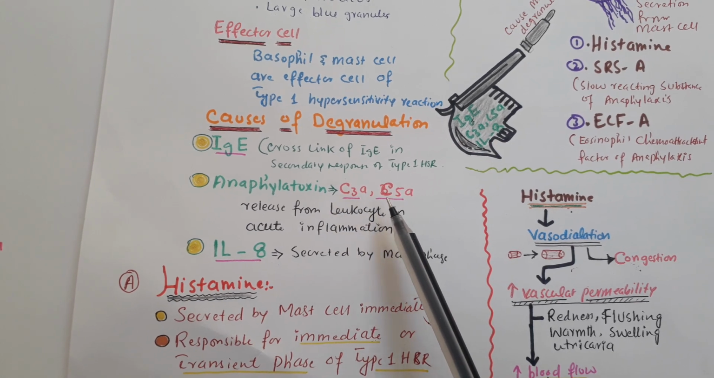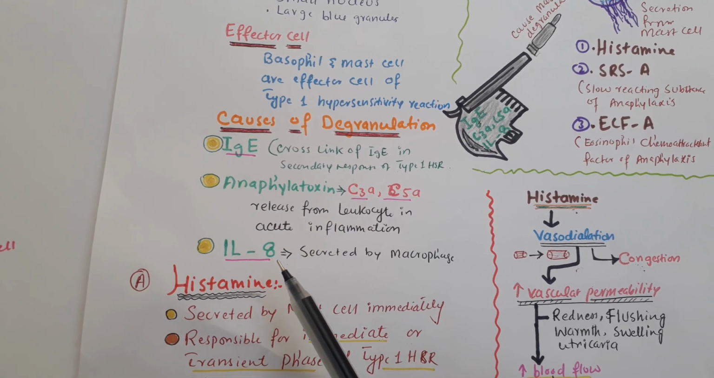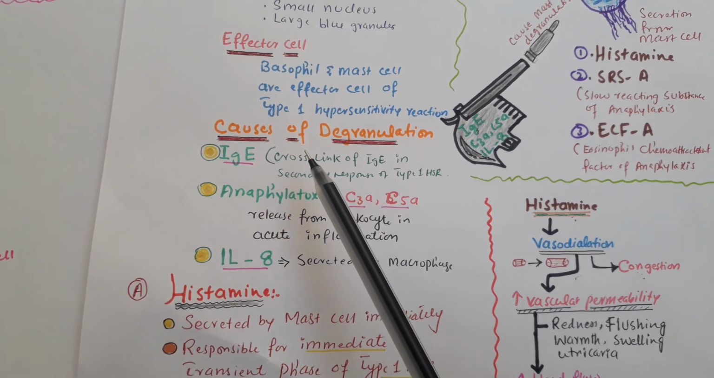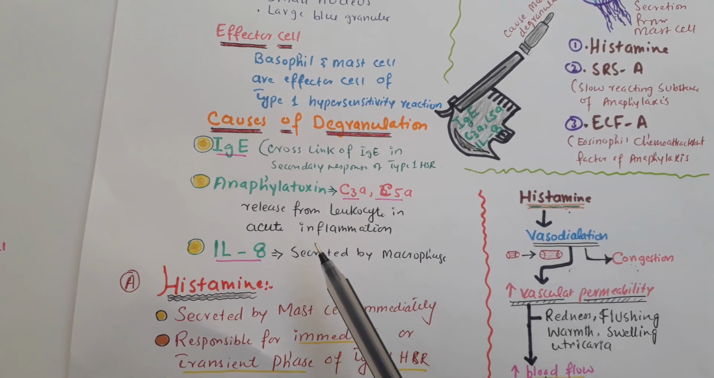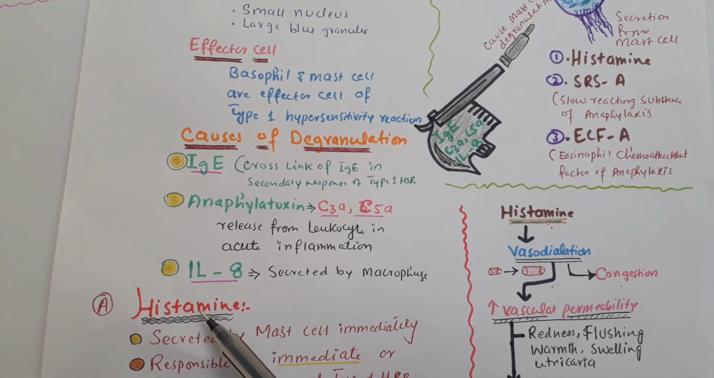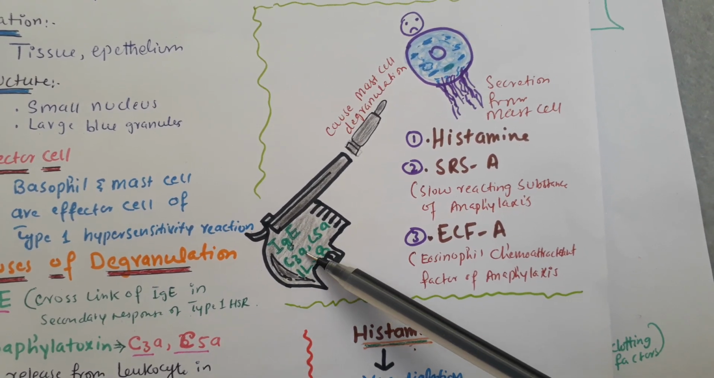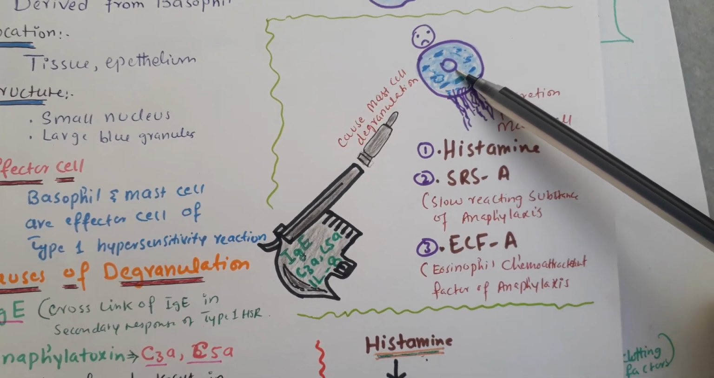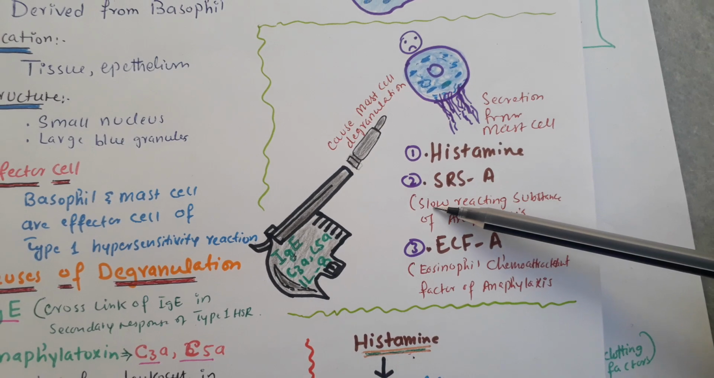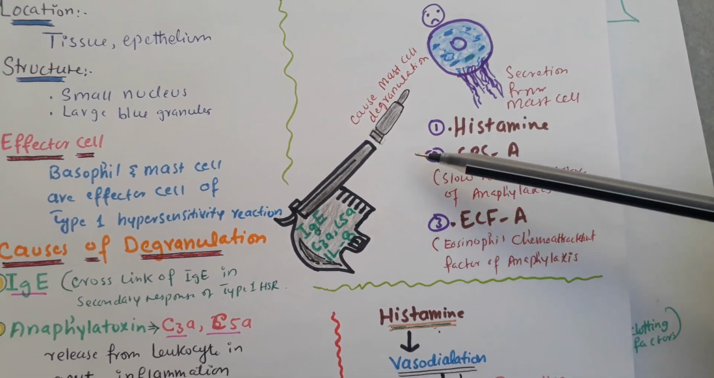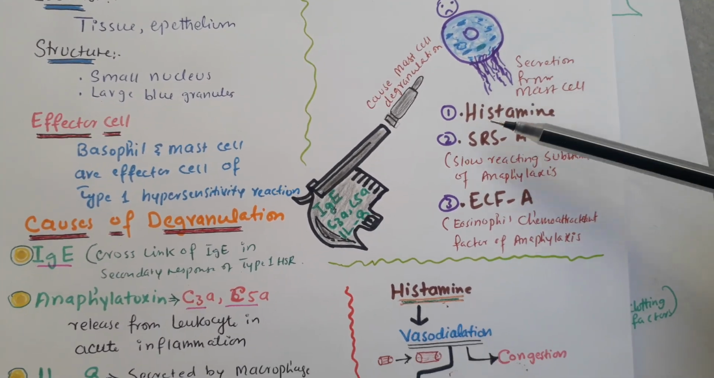Anaphylatoxin, which is C3a, C5a, is released from leukocytes, and this is part of the complement system. Interleukin 8, which is secreted by macrophage, can also lead to degranulation of the mast cells. And interleukin 8 and C5a are also neutrophil chemoattracting factors. Now you can see this: IgE, C3a, C5a, and interleukin 8 will lead to degranulation of the mast cells, and there will be secretion from the mast cells, that is histamine, SRS-A, ECF-A, but most prominently that is histamine. We will explain it one by one.